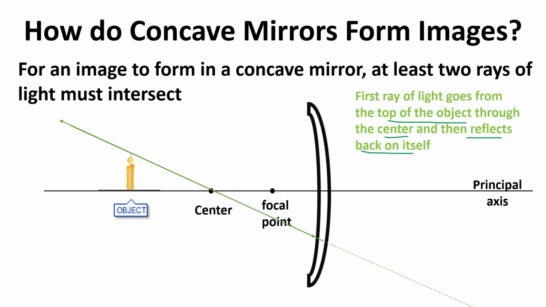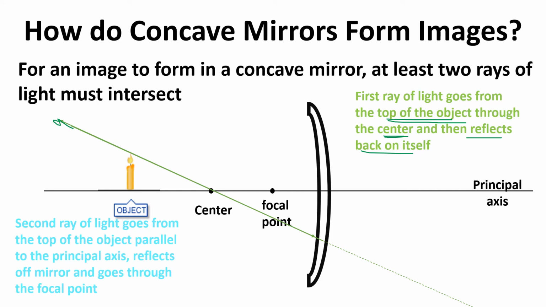It's a little hard to see the reflection because it's on top of itself here. This dotted line represents inside of the mirror. So it went through the top of the object, the center, and then reflected back upon itself. That is the first light ray. Our image is going to form somewhere on this line. Now, for the image to form, we need a second line.